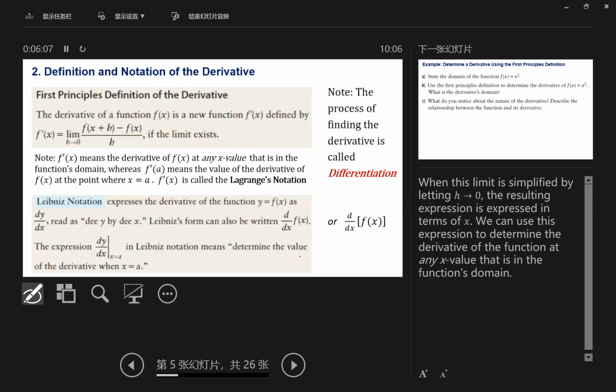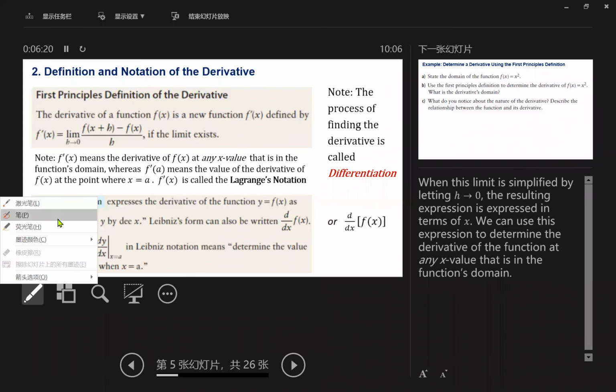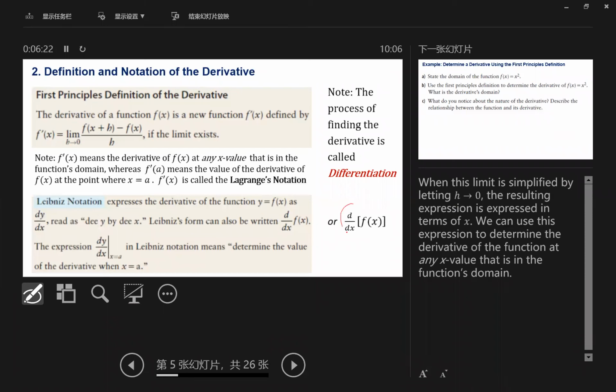Are we clear? And sometimes in some books, you can also see parentheses when you write d by dx of f(x), such as this and this. Sometimes they don't write parentheses outside f(x), sometimes they do, but they are all acceptable. Okay, you understand?